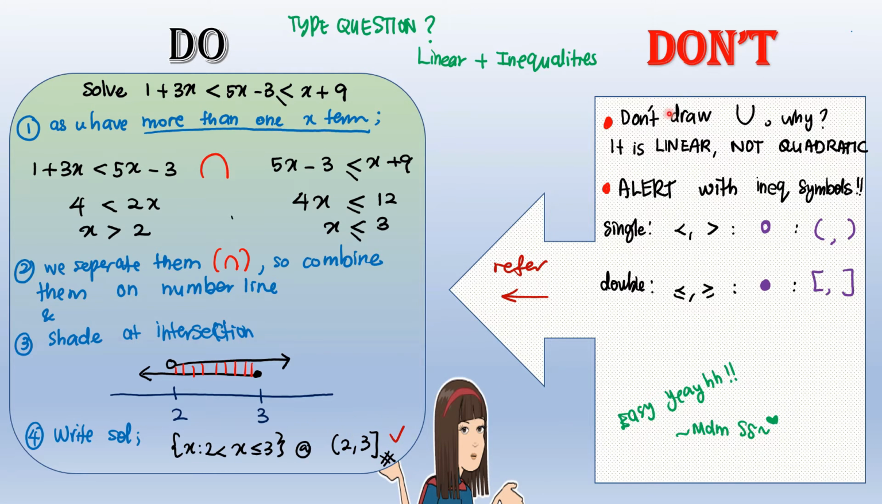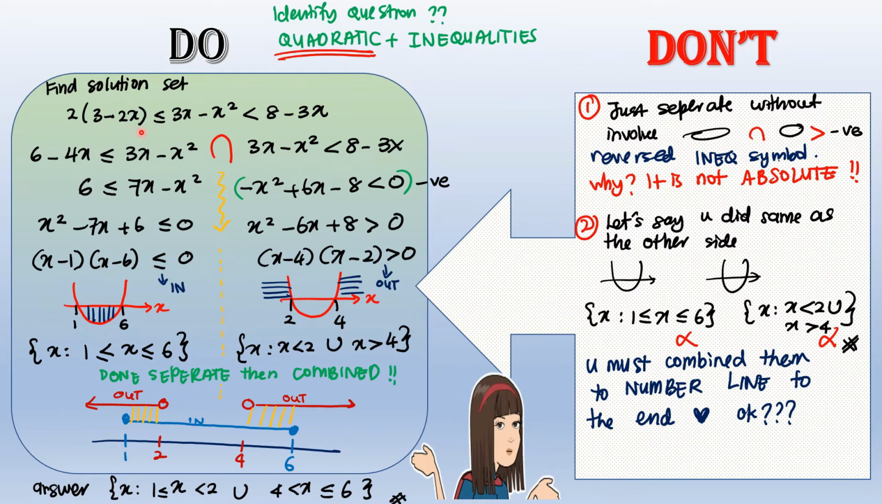So highlight here, don't draw the smile graph. Why? Because it is linear, not quadratic. Be alert with inequality symbols. For a single symbol it will be an empty circle, so round bracket. For double it will be a filled circle, and you will use square bracket. So easy, yeah?